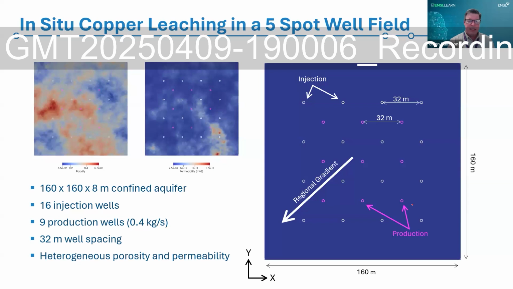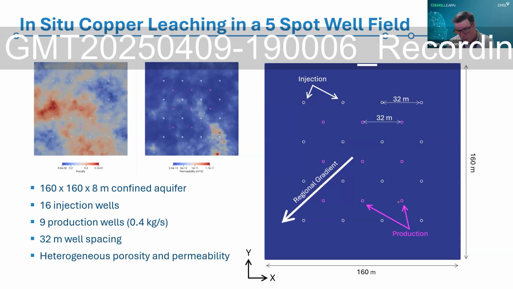Okay, this next example is of in situ copper leaching. So we can inject lixiviant into the subsurface. Lixiviant is something that's used to dissolve a mineral and extract critical minerals or metals. In this case, we're extracting copper. So we have a heterogeneous permeability and porosity field. We have a regional gradient here too.